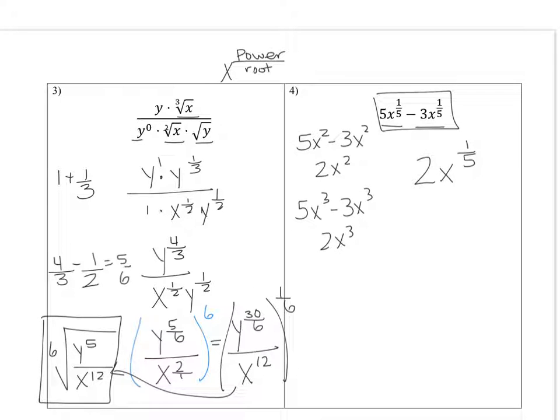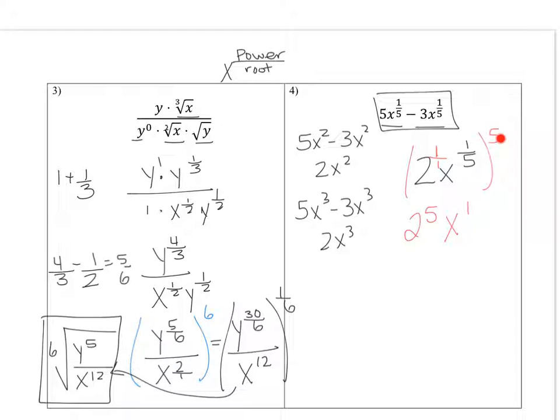Now, if we want to write it as one common radical, we have to look at the two powers. So this 2 has a power of 1, and the x has a power of 1/5. So this is technically 1 over 1. So the common denominator between these two things is 5. So we're going to raise it first to the 5th power. So we have 2 to the 5th, x to the 1st.